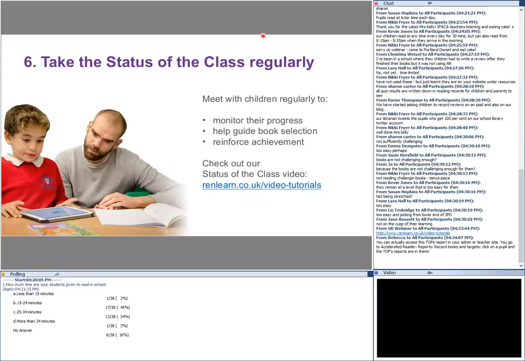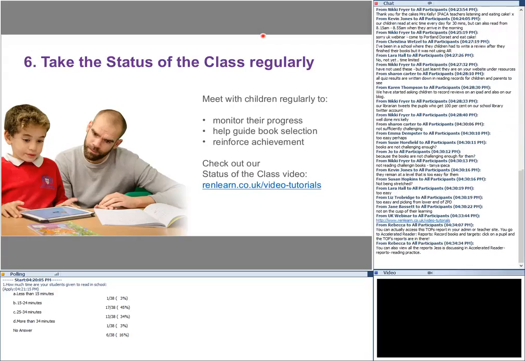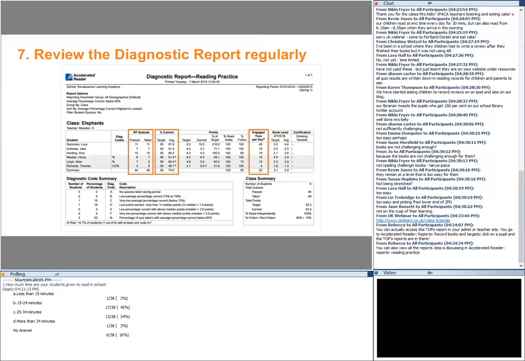Now, when you have a class of 30, you can't talk to everybody. We know that, it's too busy. So how do I identify which kids require your help most? This all comes down to the diagnostic report.